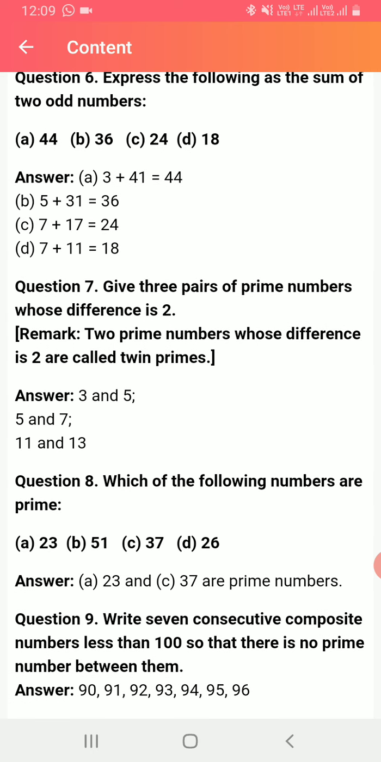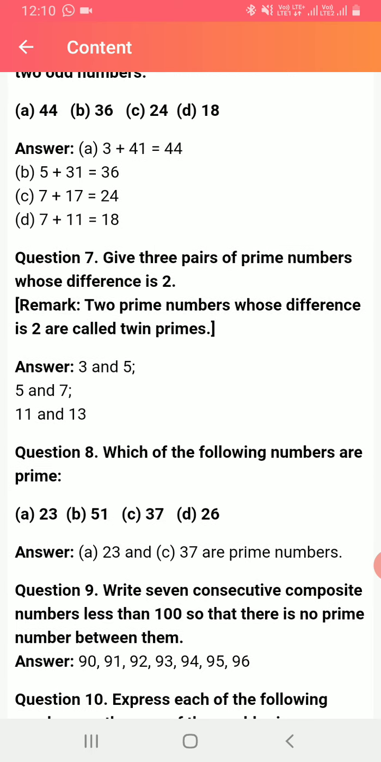So look at the answers given. 3 and 5. Is 3 a prime number? Yes. It is divisible only by itself. 5 also is a prime number. It is divisible only by itself. So what is 5 minus 3? You will get 2. So this is a correct pair. Next, 5 and 7. 7 minus 5 is 2, and both are prime numbers. So there also the answer is right. 11 and 13. 11 and 13 are also prime numbers, and when you subtract you will get the answer as 2. So here also your answer is right. So these are the 3 different pairs of prime numbers whose difference is 2.